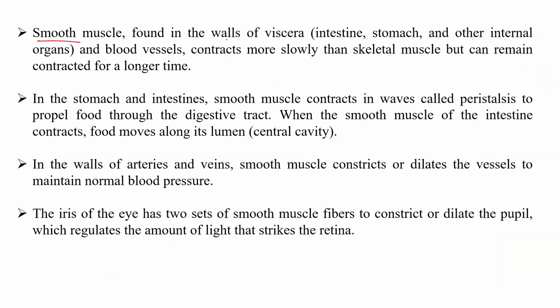Smooth muscles are found in the walls of viscera and therefore they are also known as visceral muscles. Viscera are the internal organs like the intestine, stomach and other internal organs. They are also present in the blood vessels. They contract more slowly, so their contraction is comparatively slow as compared to the skeletal muscles. But the point here is they can remain contracted for a longer time as compared to the skeletal muscles.